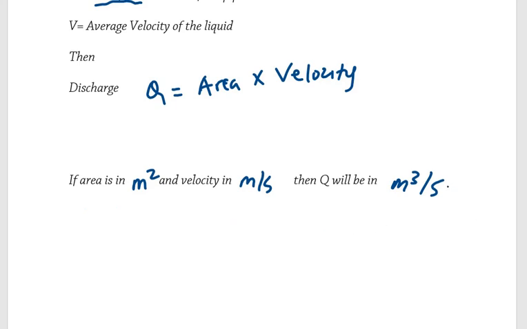or what we can call cumecs. So wherever you meet the word cumecs and they are talking about discharge, just know they mean the amount of flow in cubic meters per second.